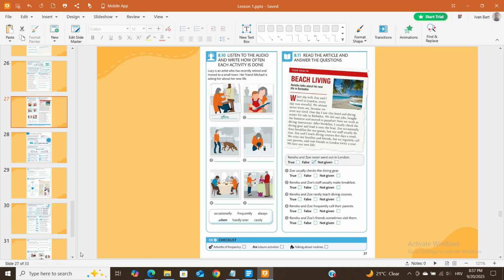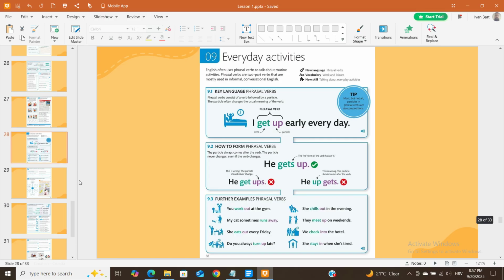Checklist. Adverbs of frequency. Leisure activities. Talking about routines. Everyday activities. English often uses phrasal verbs to talk about routine activities. Phrasal verbs are two-part verbs that are mostly used in informal, conversational English.